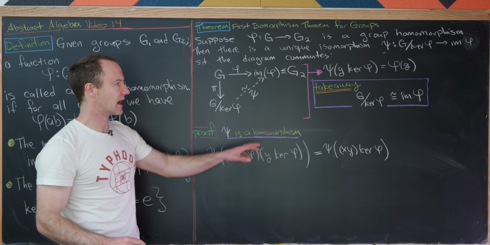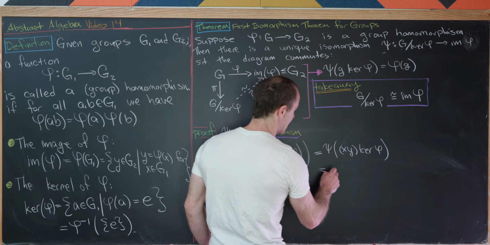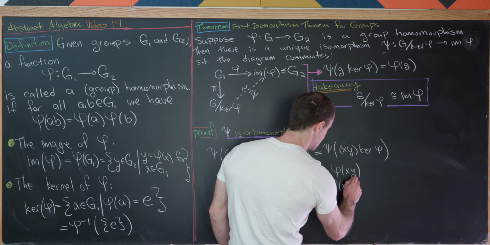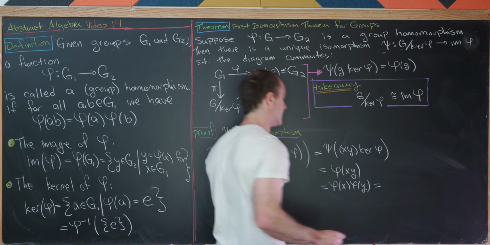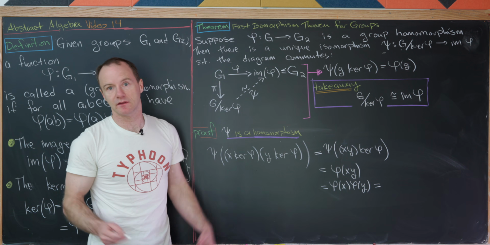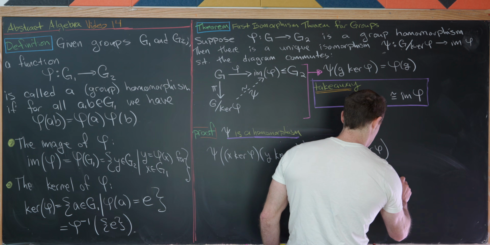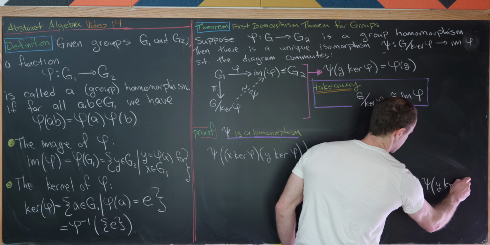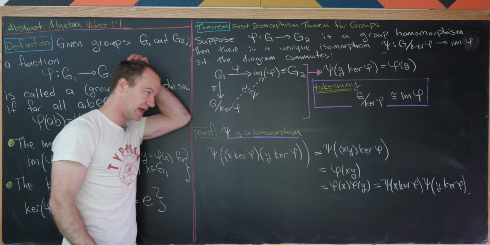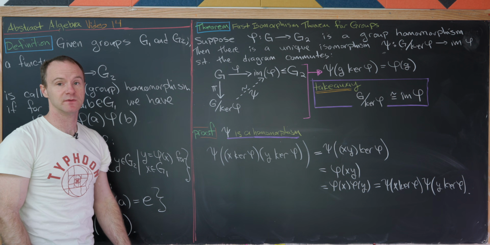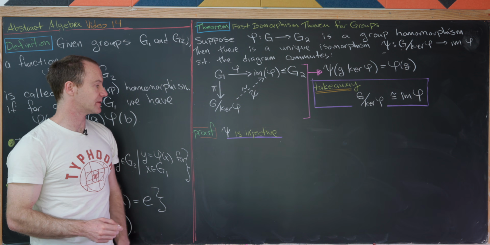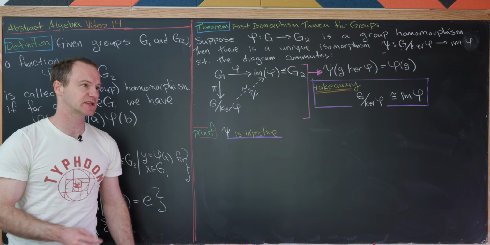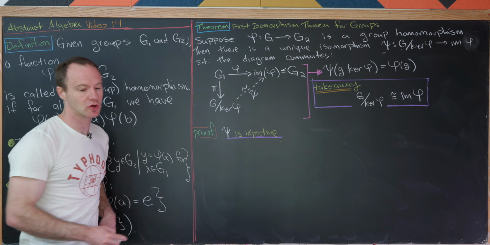But now we can apply our definition of psi, and that'll give us phi of xy. Now phi is a homomorphism, so that gives us phi of x, phi of y. But then we can apply this equality in the reverse direction. And that gives us psi of x kernel phi, and then psi of y kernel phi. And that's exactly where we needed to end up to show that psi is a homomorphism. Now let's show it's injective. Okay, so to show that psi is injective, we'll use that lemma that we just had that said that a homomorphism was injective if and only if its kernel was trivial.